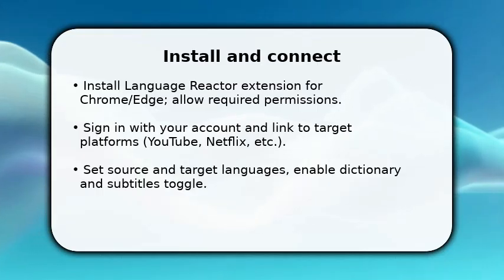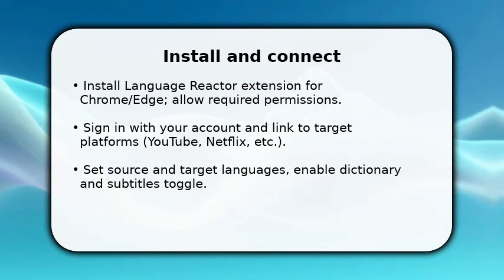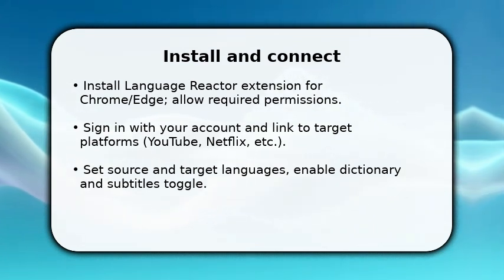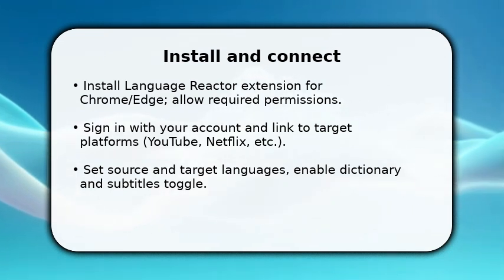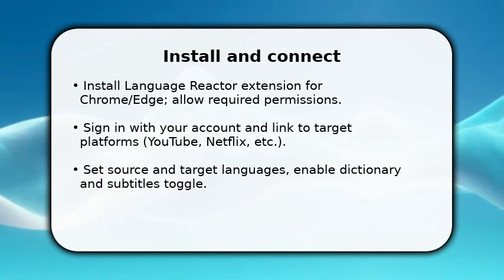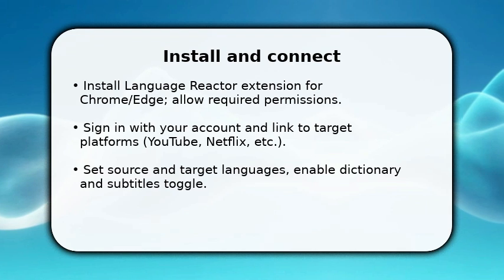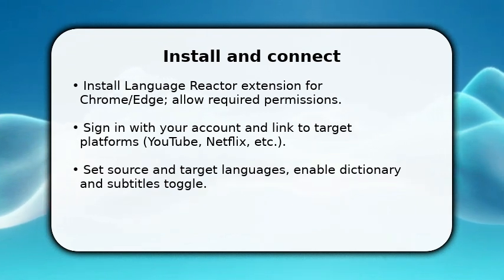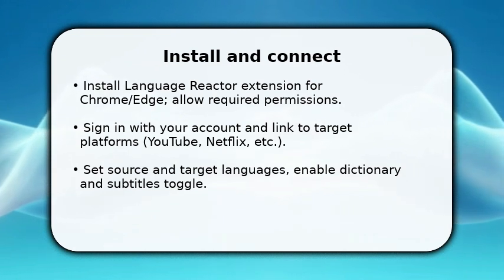You'll begin by installing Language Reactor and granting the minimal permissions it needs to operate. Once done, sign in and link any platforms where you'll study content, like YouTube or Netflix, so the tool can overlay subtitles. Next, choose the source and target languages and enable the dictionary and subtitle toggles. This activates dual subtitles and instant lookups. Follow these first actions now so the extension can capture video subtitles and start offering translations and examples as you watch.